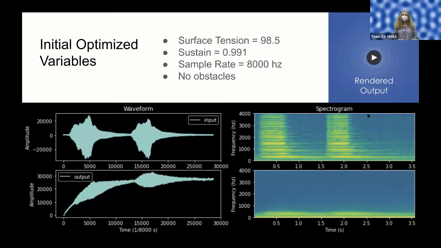The initial render was with the surface tension and sustain variables optimized to match the inverse square law that we had found earlier, which means that the surface tension is at 98.5 and the sustain is at 0.991. So this is what it sounds like.